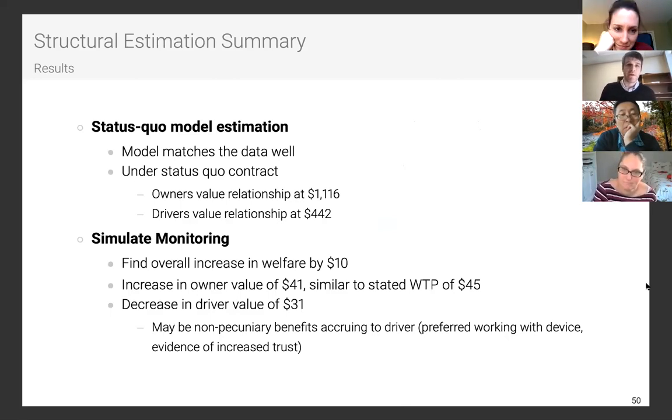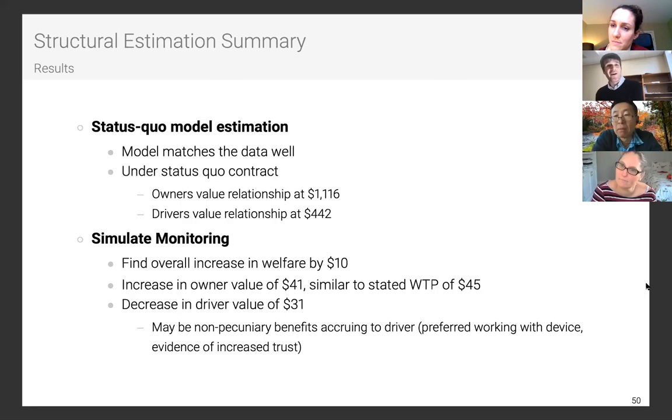What are the conclusions broadly from the structural estimation? We think our model does a pretty good job here. We are pretty pleased with it. And the simulation of monitoring shows that this is a weakly good thing. But it demonstrates, I think, that there's reason to be concerned that this monitoring device, which theory tells us should be unambiguously good, actually might not be in some of these cases. So we have to be a little careful.